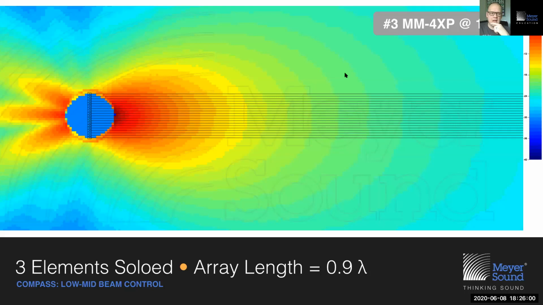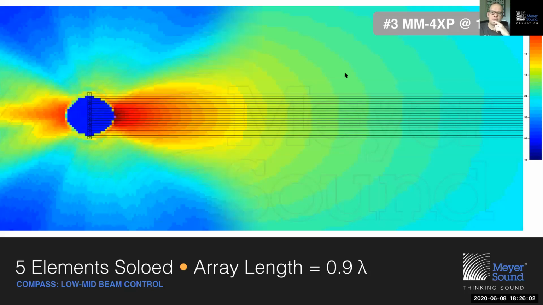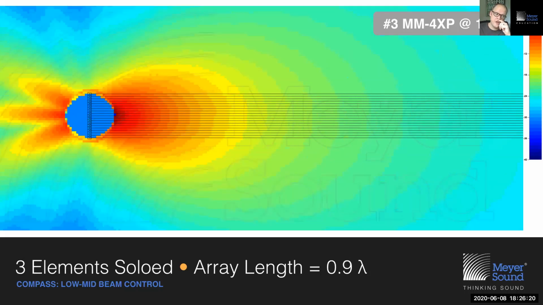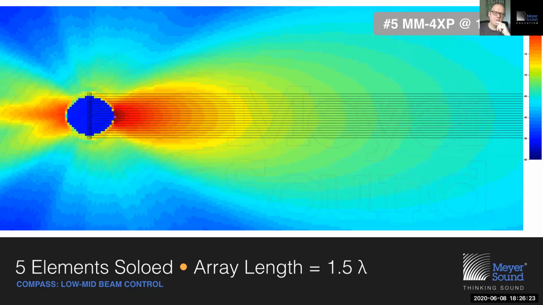Let's add 2 more elements, which means that if we go to the next slide, my array of active MM4s is currently 5 elements. And that means that the array, with 5 elements, is about 1.5 times longer than the wavelength of the frequency that's reproducing. And again, you can see that as we went from 3 to 5, it became narrower.